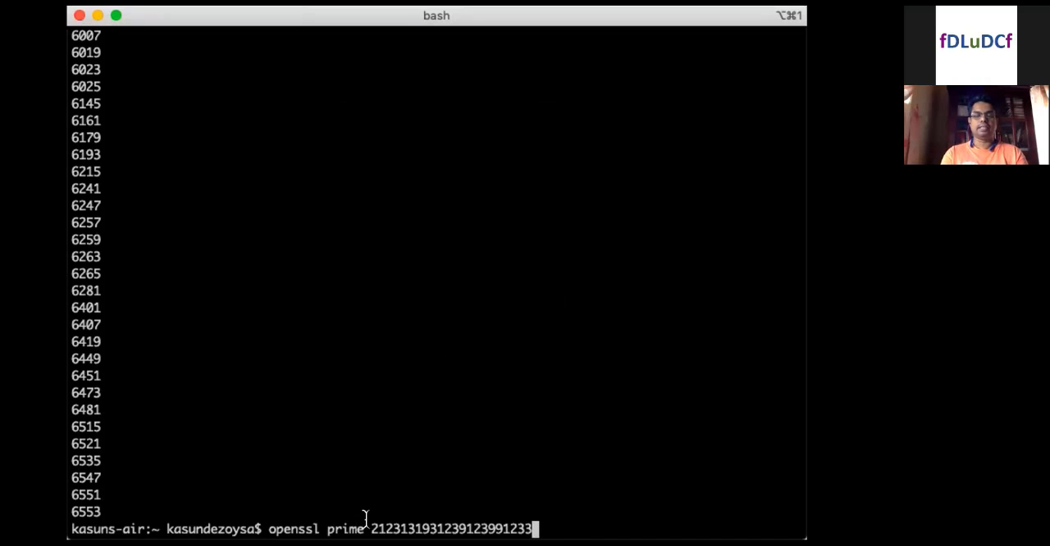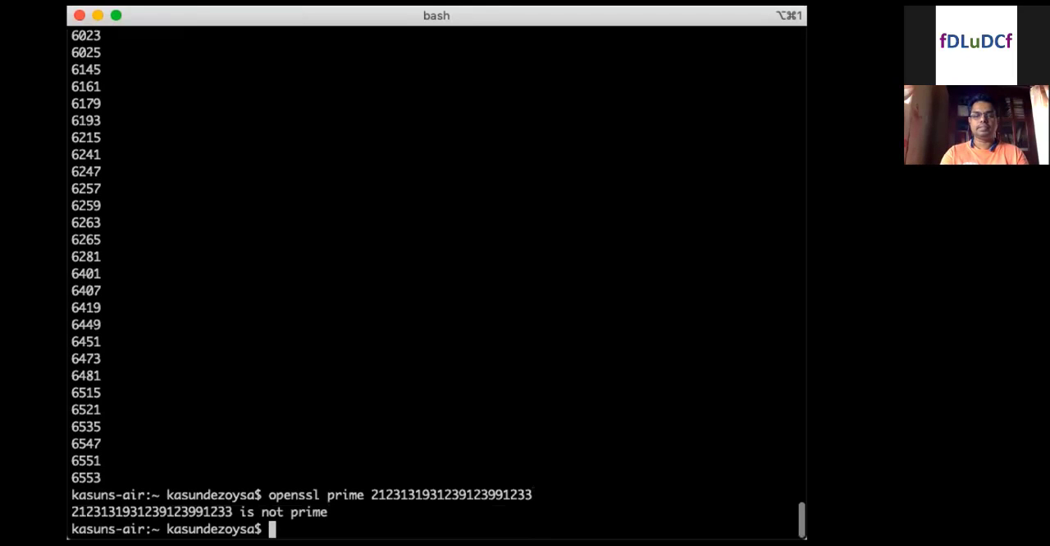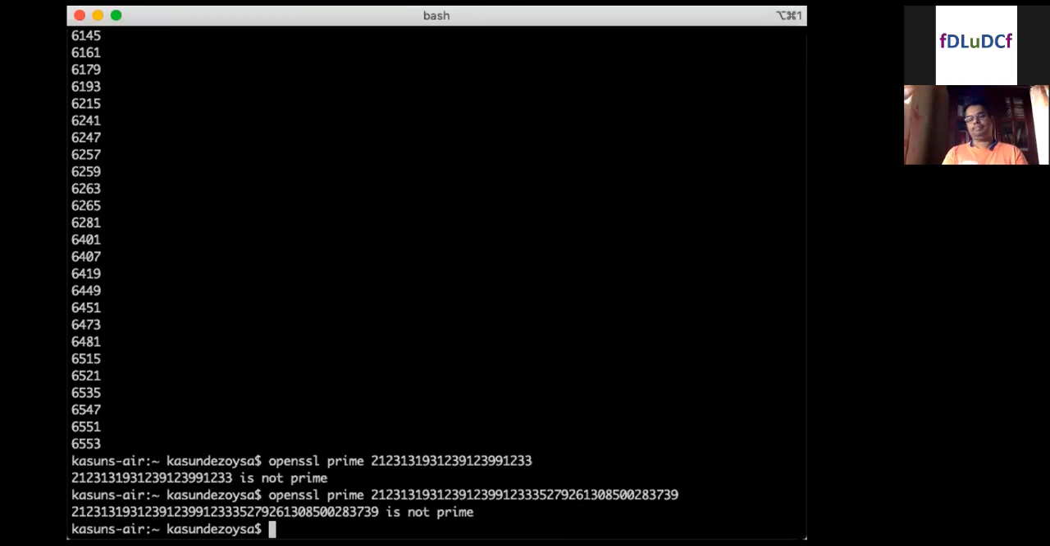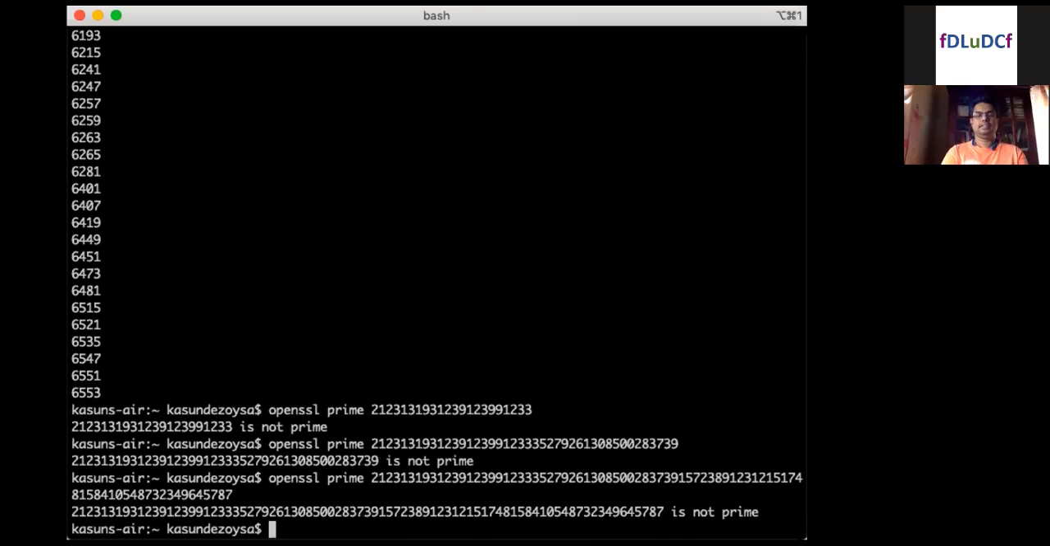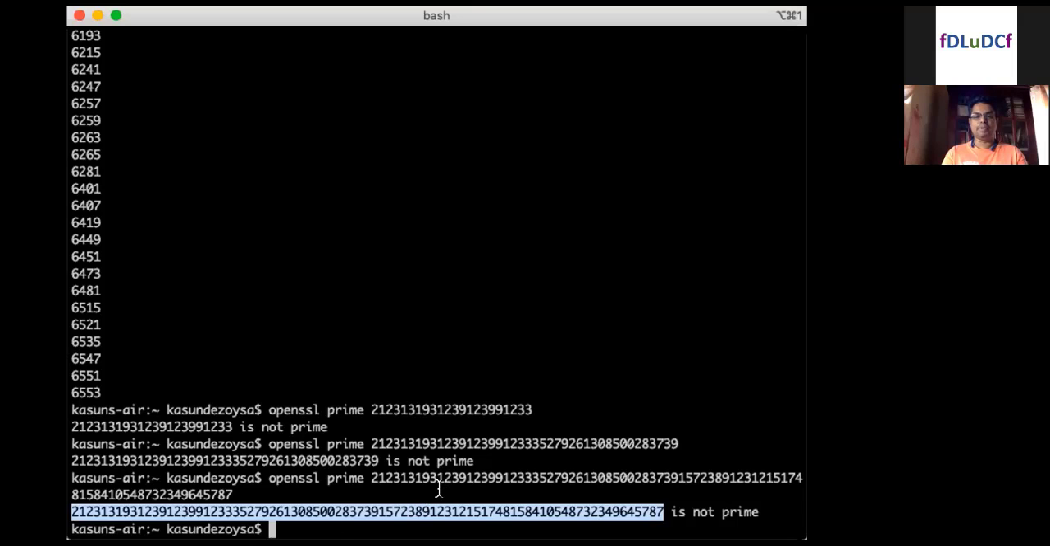So say I want to see whether this is a prime. I do openssl prime and give a number. It says it's not a prime. We can write any number like that, say not a prime, right? Like any huge number, like a 100 digits number like this, it's not a prime, right? Maybe you can write a program and see whether your program can determine whether this huge number is a prime or not.